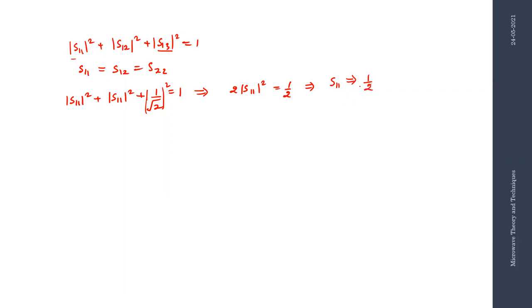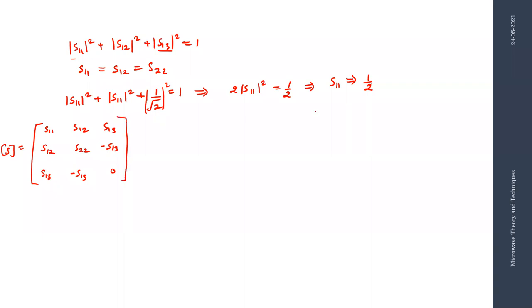1 by 2. Okay, so this is the solution. S13 now I found. S11 I found. So now from our matrix, we can write what was our matrix. It was S11, S12, S13, S21. I was writing S21 equal to S12. And it is S22, it is S13, minus S13. This is S13, this is minus S13, this was 0.